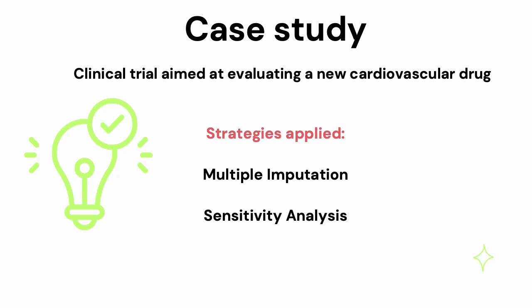So, we used multiple imputation. We employed multiple imputation, which allowed us to handle the uncertainty about the missing data by creating several different imputations and pooling the results. And sensitivity analysis. We conducted a sensitivity analysis to assess how assumptions about the missing data influence the trial's conclusions. This involved analyzing scenarios where participants who dropped out had worse, similar, or better outcomes compared to those who completed the trial.